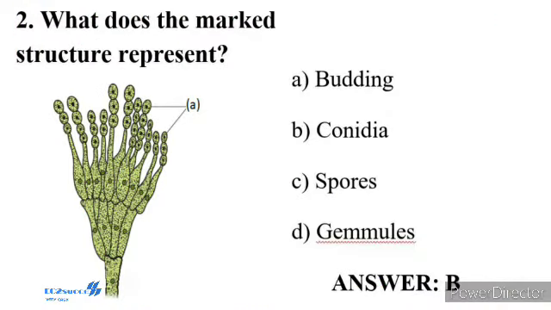Question number 2. What does the marked structure represent? Shown in the diagram, asexual reproductive structure, conidia of Penicillium. Let us see how widespread asexual reproduction is among different groups of organisms. Asexual reproduction is common among single-celled organisms and in plants and animals with a relatively simple organization.